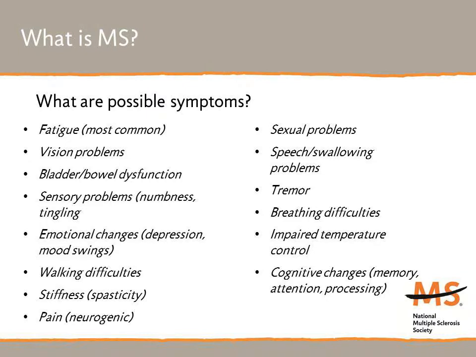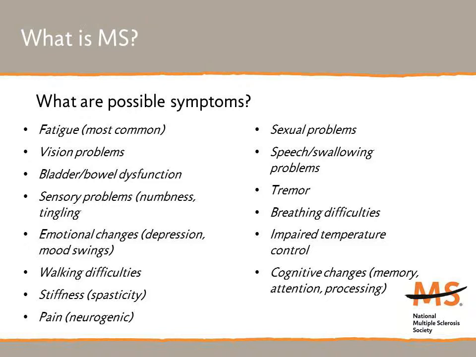In multiple sclerosis, damage to the myelin in the central nervous system and to the nerve fibers themselves interferes with the transmission of the nerve signals between the brain and the spinal cord and other parts of the body. This disruption of the nerve signals produces the primary symptoms of MS, which vary depending on where the damage has occurred. And this slide gives you some of the possible symptoms.